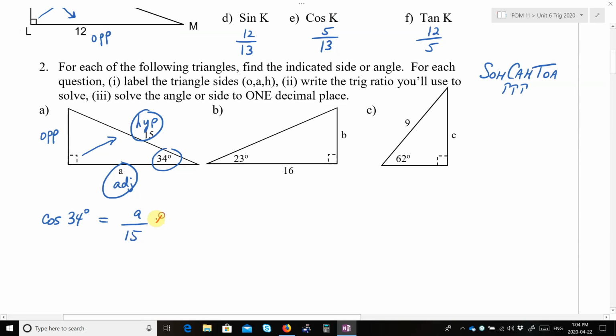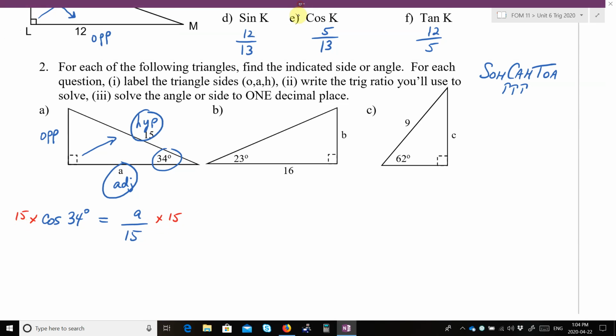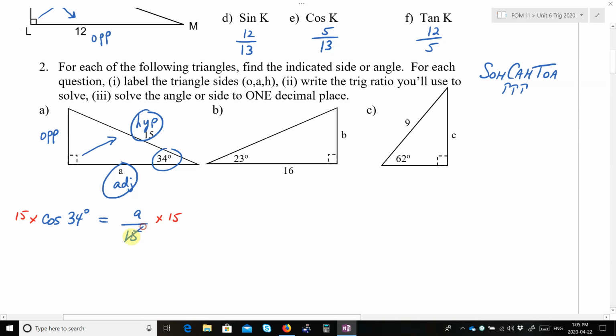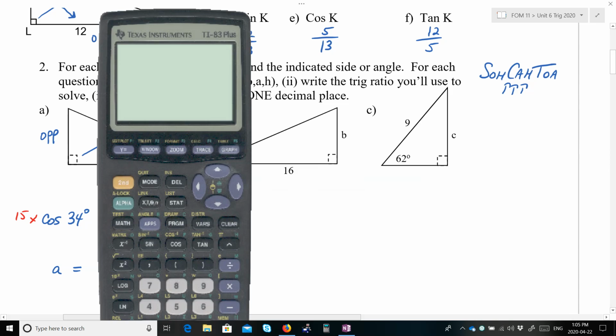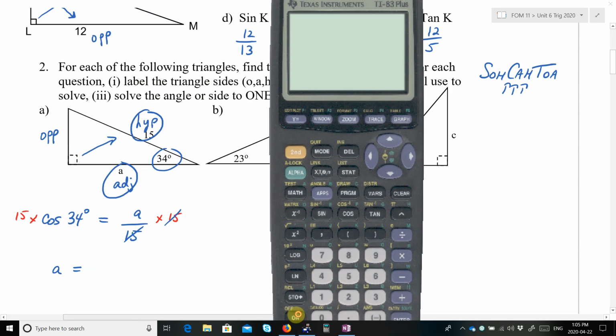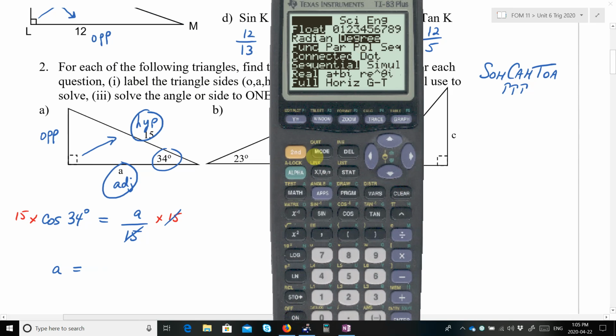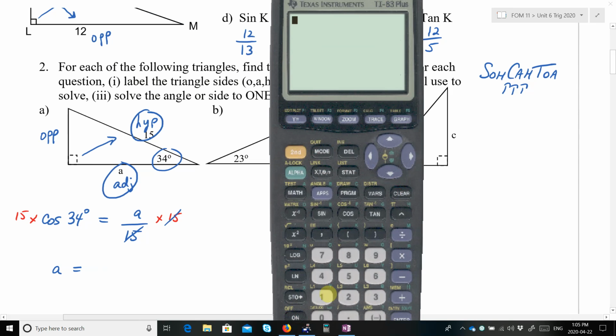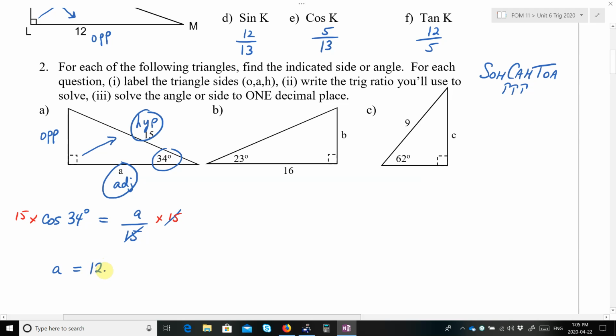A is being divided by 15, so we simply multiply both sides by 15. And we will get that A is equal to 15 times cos 34 degrees. And since our angle is in degrees, make sure you're in degree mode. See how degree is highlighted. I go 15 times cos 34, and my answer is 12.4. We're supposed to go to 1 decimal place.